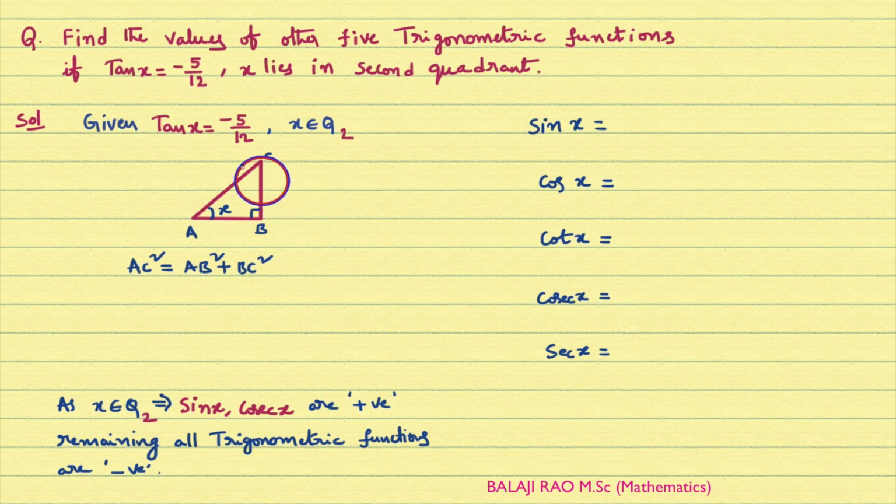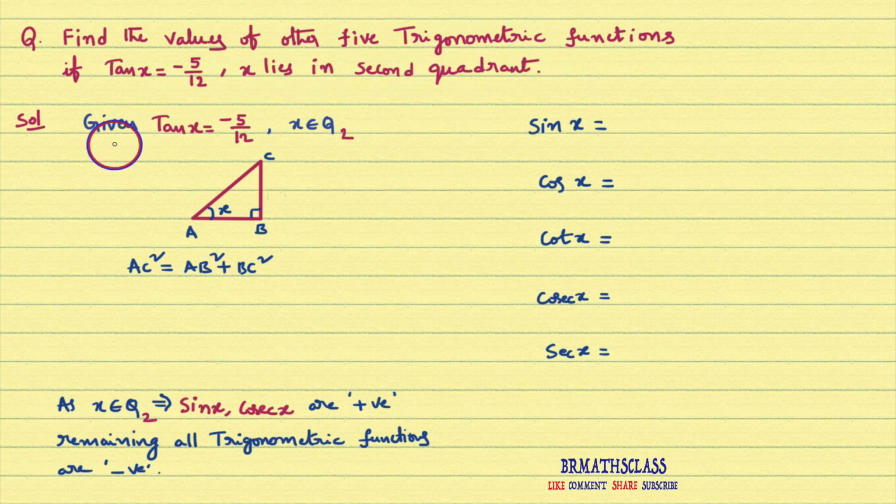In this class, we will learn how to find values of the other 5 trigonometric functions when one trigonometric function is given. You observe this problem. In this problem, they have given tan x equal to minus 5 divided by 12, and they are saying that x lies in the second quadrant. When this information is given, we will learn how to find the values of the other 5 trigonometric functions.